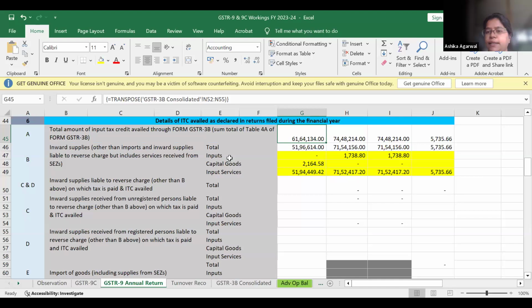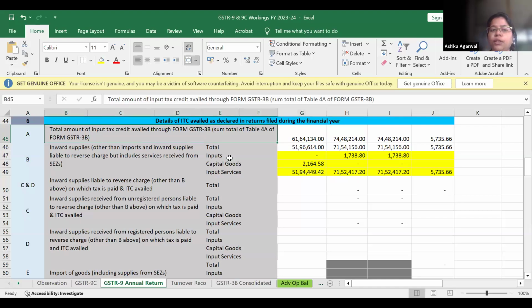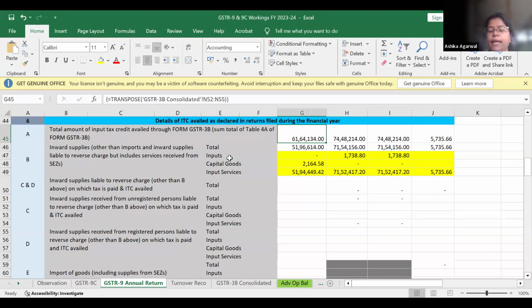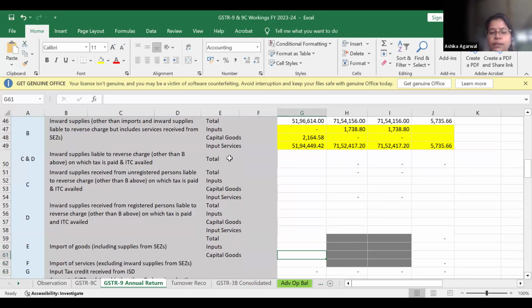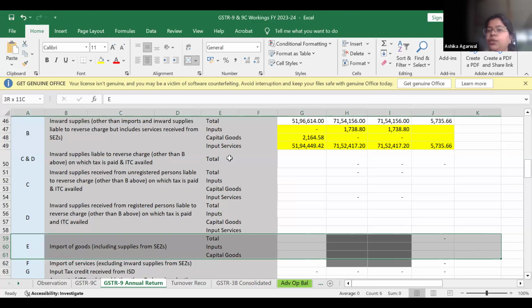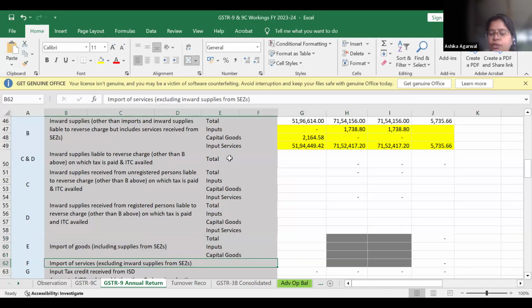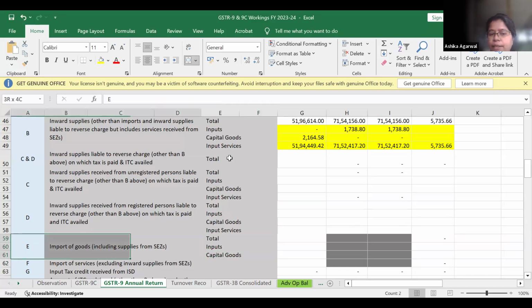Now, this ITC, which is the total of table 4A, and the manner in which it is reported in GSTR 3B, the same manner in GSTR 9 also, they want us to split. Like import of goods, we report in 4A1. Here there is a separate column, table 6E, where you need to report based on the category it is, capital goods or input. And these are all mandatory fields.